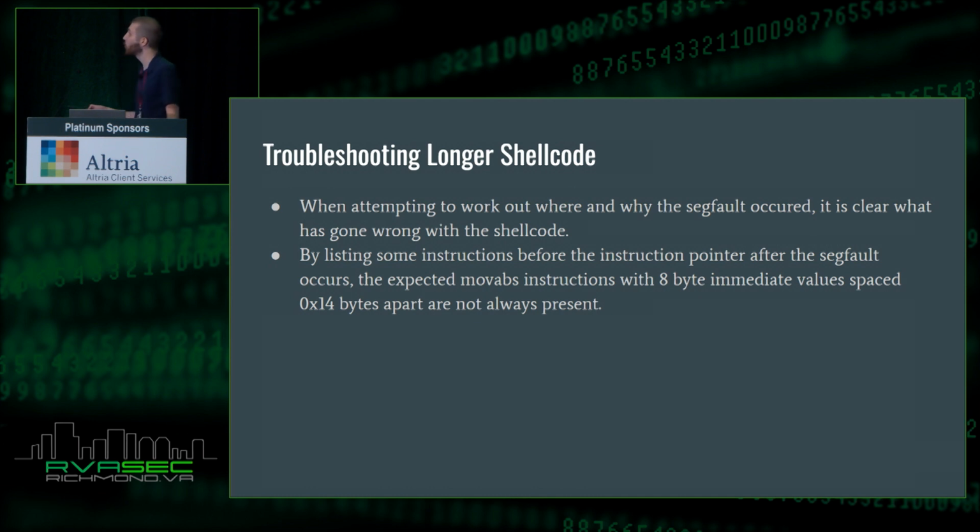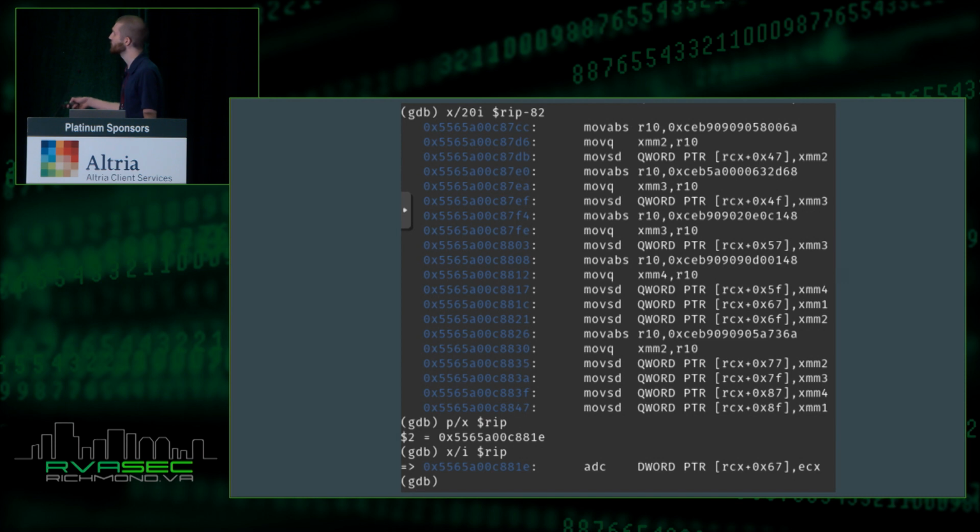So trying to work out why this is going on, we have to do a bit of digging, but what we find is that the moveabs instructions with those 8-byte immediate values spaced a consistent distance apart are not always present. So if we actually inspect some of the memory, instead of seeing nice, consistent distance apart moveabs instructions, we now see some stuff going on in between where it's storing some of these long values in long registers and just copying from them as needed.